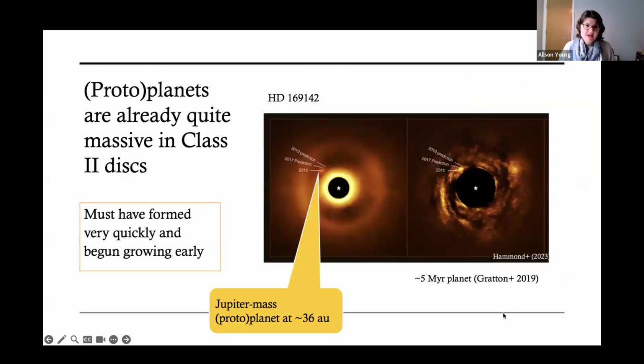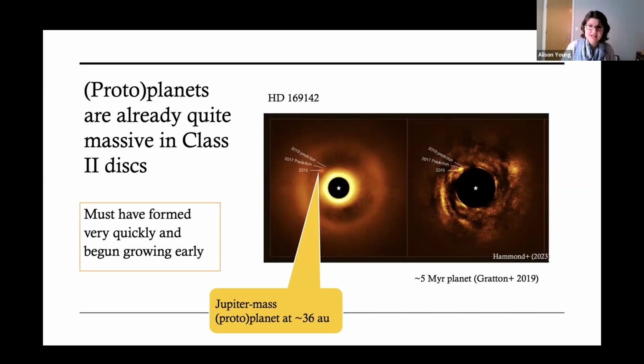So we know that protoplanets are already quite massive in class 2 disks because we have some really cool observations of them. And this is one of my favorites because we can actually observe the position of that protoplanet in different epochs and show that it's moved and calculate its orbit and show that it's not just some random blob in the disk, it is a planet. And this tells us that the planets must have formed very quickly and begun growing very early. So that pushes the beginning of planet formation right back to class 1 and even class 0 disks.